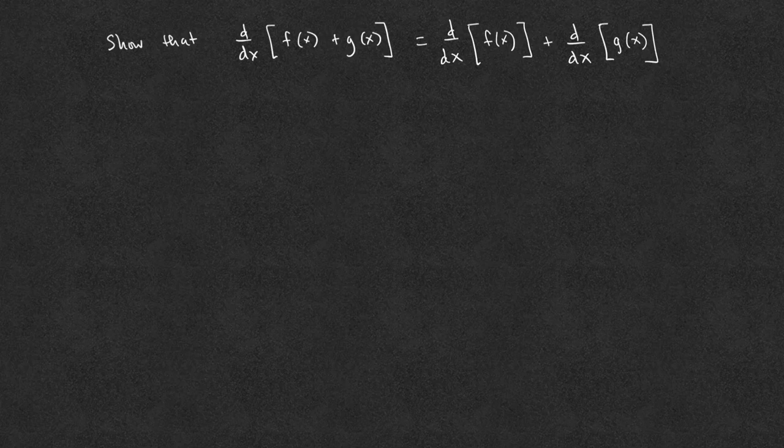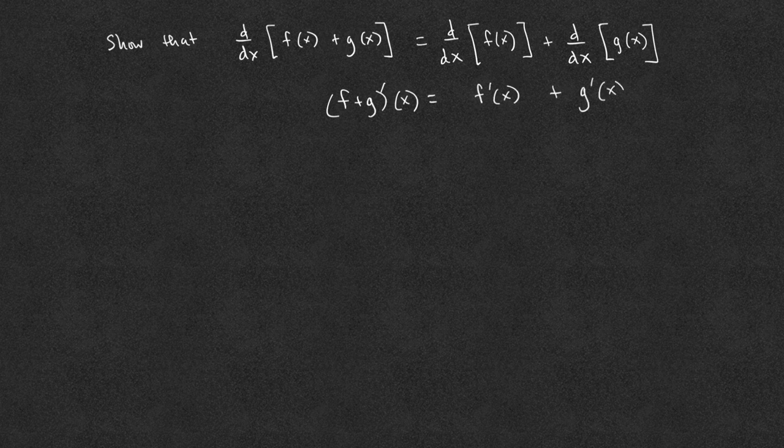Show that the derivative of f of x plus g of x, which is the sum of two functions, is the derivative of the function f plus the derivative of the function g. We're going to use the shorthand notation for the derivative, which is (f plus g) prime of x equals f prime of x plus g prime of x.